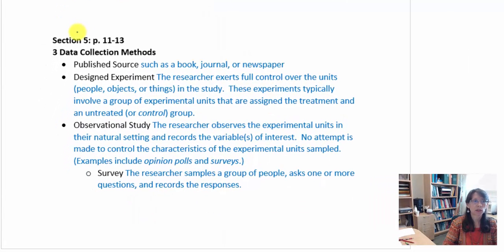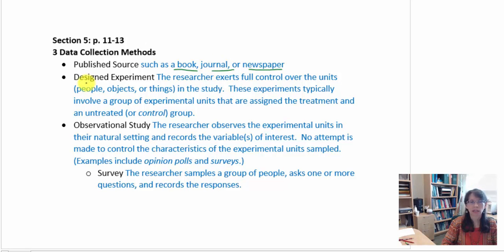In Section 5, we'll talk about 3 different data collection methods. The first method is a published source. It might seem obvious what a published source is, but it could be any book or journal or newspaper, for example, and now it could be some article off the internet. So any type of written source is a published source.